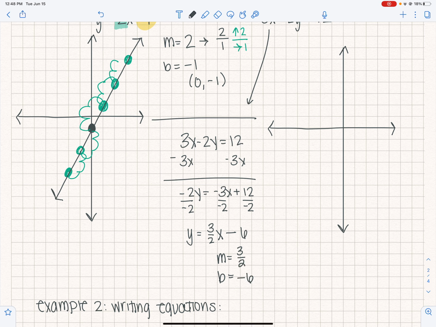I'm going to plot b on the y-axis. I'm going to go down to negative 6, put a dot, that's my b. From b, I'm going to do m, so I'm going to rise 3, run 2. So rise 3, run 2, put a dot. I can keep doing that. And then I'm going to connect these up.